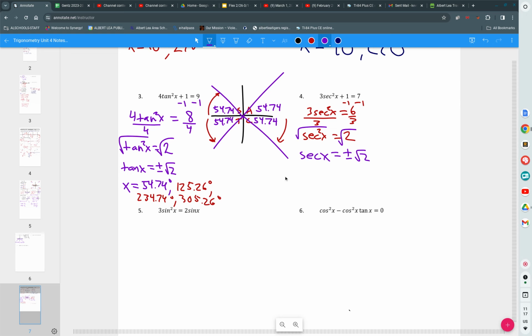Oh, I take the square root of both sides. I got secant of x is plus or minus the root of 2. I don't have that button on my calculator. I don't have secant. It turns to cosine. I flip it to cosine?